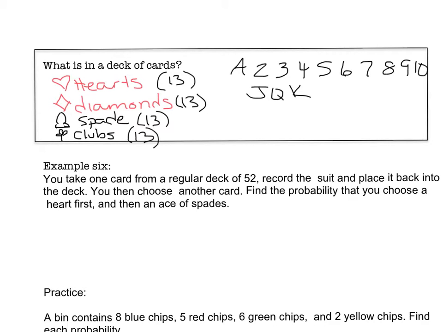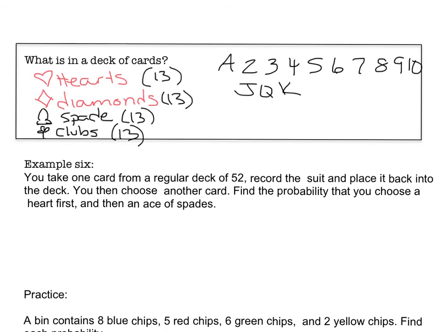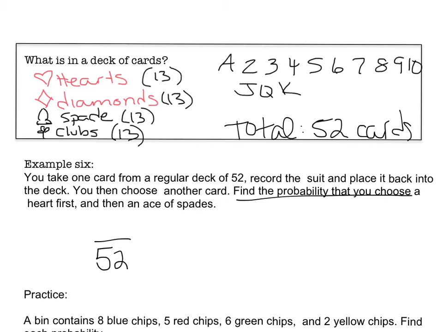So we're going to look at example 6. From a regular deck, record the suit and place the card back into the deck. You then choose another card. So we're always replacing, so no matter what, we're always going to have 52 cards. Total 52 cards. We want to know the probability that you choose a heart first, then a spade.